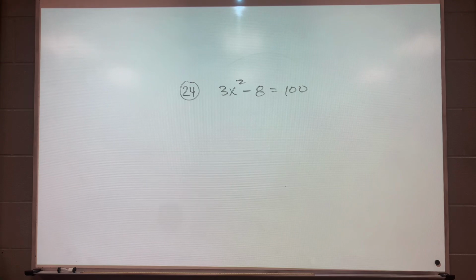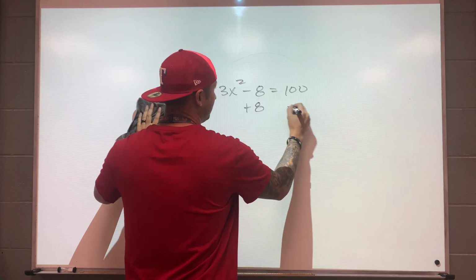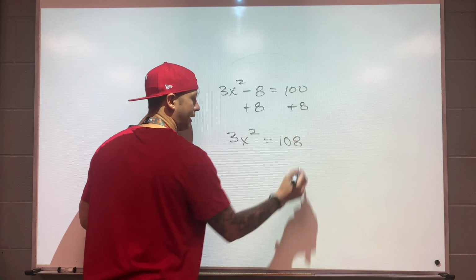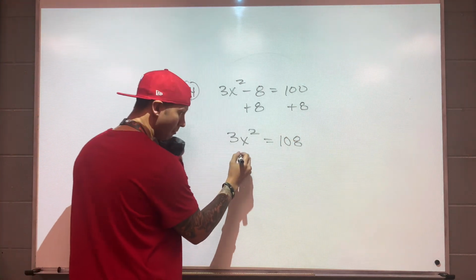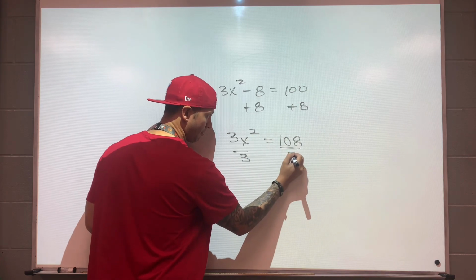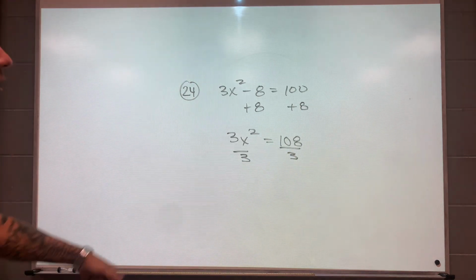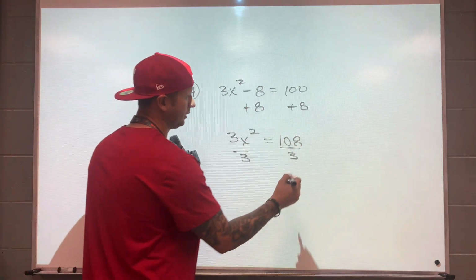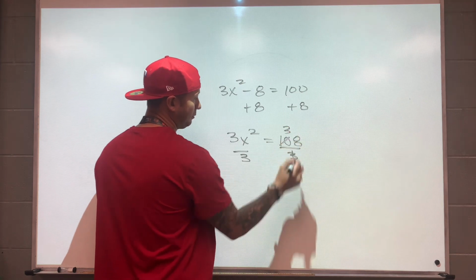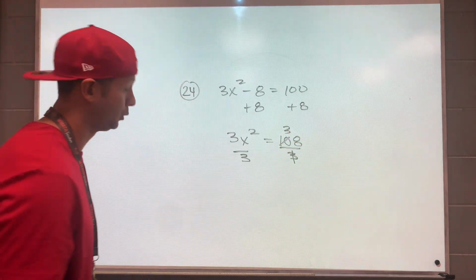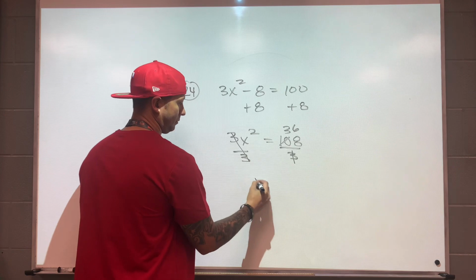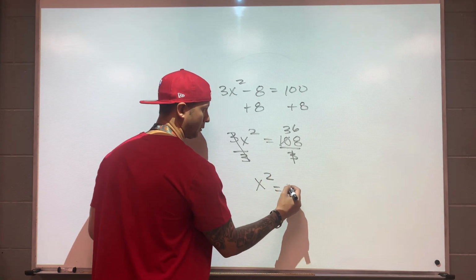Okay, 3x squared minus 8 equals 100. I'm going to add 8. Now divide by 3. Is 108 divisible by 3? Well, let's check. 8 plus 1 is 9, so 9 is definitely divisible by 3. So 3 goes into 10 3 times, 1 left over, which is 18. So 3 goes into 18 6 times. x squared is equal to 36.